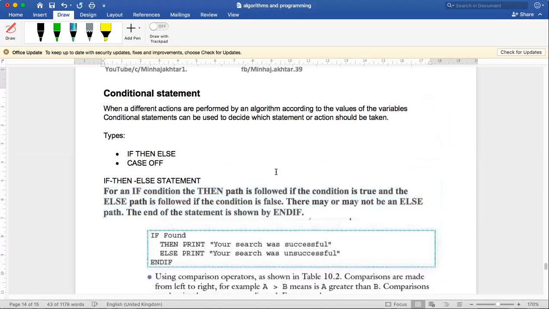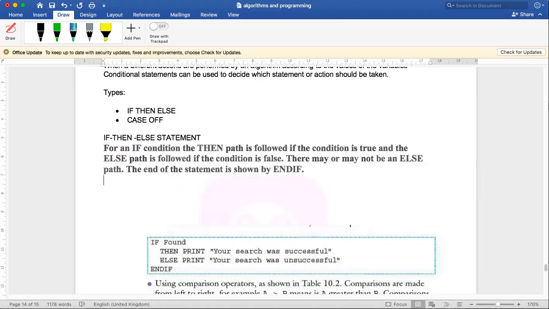Okay, so the first topic is the if-then-else statement. For an if condition, the then path is followed if the condition is true, and the else path is followed if the condition is false. Let me define it in a very clear way. In if, we have two things.